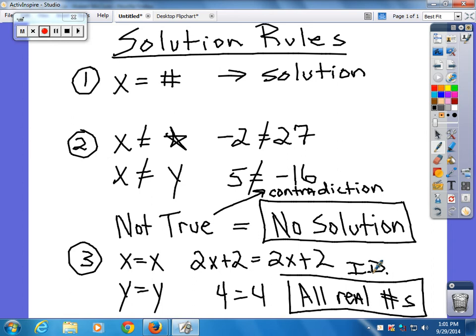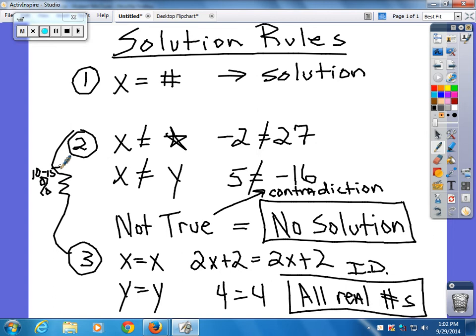So if you get something that is true, 5 is equal to 5, 2x plus 2 is equal to 2x plus 2, 3 is equal to 3, x is equal to x, 4 is equal to 4. If you do a problem and you do it all correctly, and you get down to the bottom and it says 4 is equal to 4, then your answer is all real numbers. That means any number that you plug in for x will come out true. That's what that means. So 10 to 15% of the time, you're going to get these type problems.